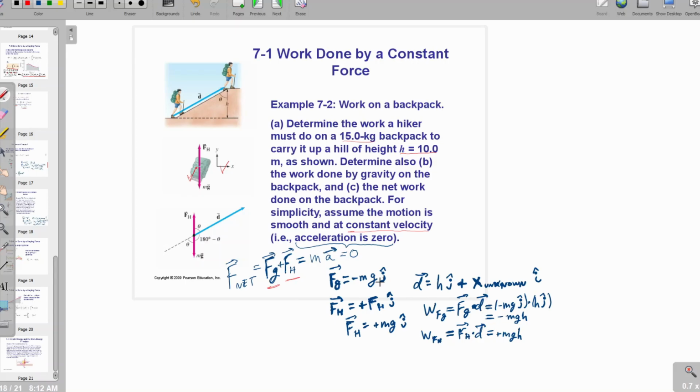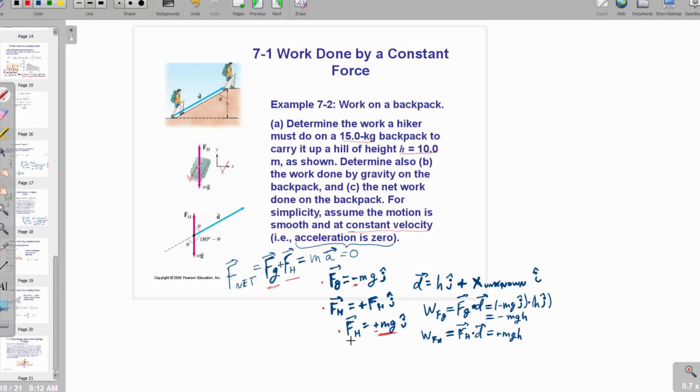So the force of gravity is, of course, pointing down here, and the force that the hiker exerts is pointing up. In order to maintain, at least on average, an acceleration of 0, the force that the hiker exerts must exactly balance that from gravity. So the force of the hiker is equal in magnitude, and it is just opposite in direction. So it has a plus sign here instead of that minus sign there.